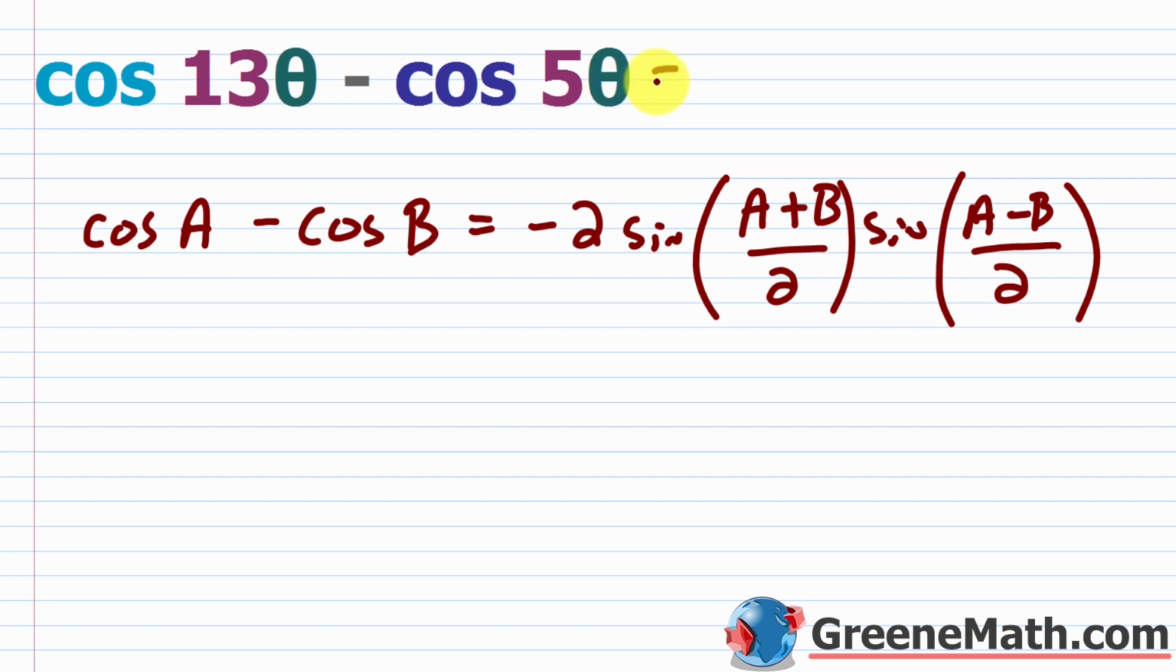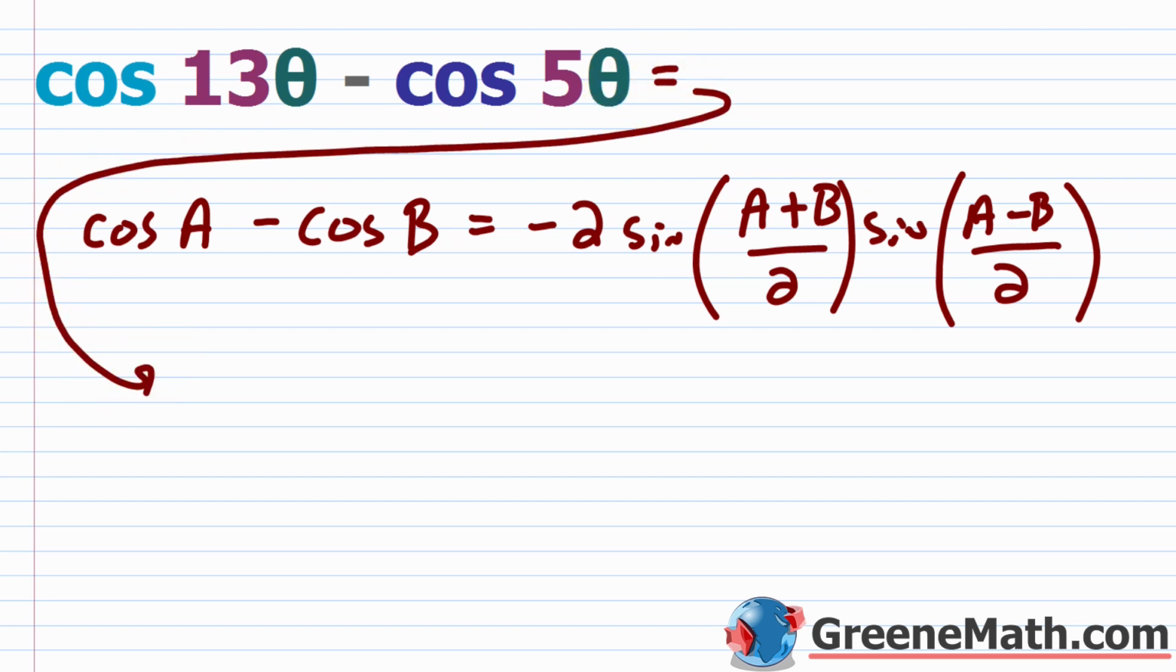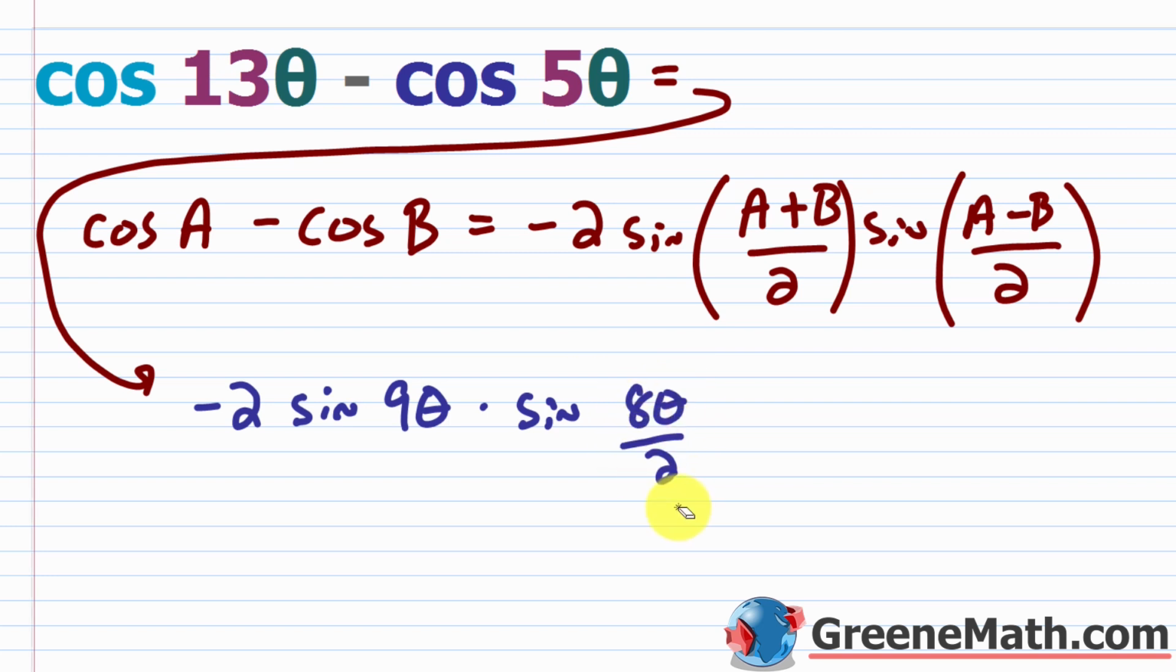So let's think about this. I'm going to put equals, and carry this over here, and say we have -2 times the sine of, what's A plus B? Well, it's 13 theta plus 5 theta, so that's 18 theta over 2. I can reduce that to 9 times theta, so sine of 9 theta. Then times the sine of, we have A minus B now, so 13 theta minus 5 theta is 8 theta over 2. 8 divided by 2 is just 4. That's basically all we can do if we're asked to write this as a product. So we have -2 times the sine of 9 theta times the sine of 4 theta.